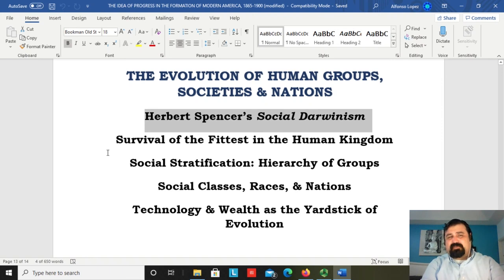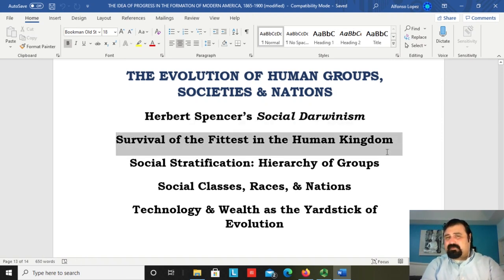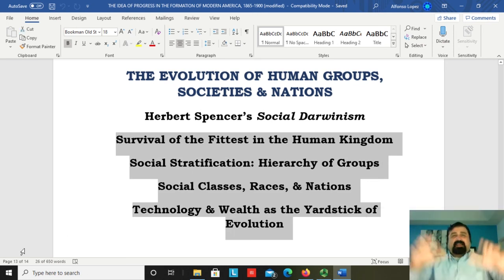Again, he's really just projecting Darwin's ideas about the survival of the fittest into the human kingdom. That the human kingdom also is governed by the survival of the fittest. That some humans have inherited from their ancestors superior traits, what we call genes, while others have inherited inferior ones. Those that have inherited the superior traits are the survival of the fittest, while those that inherited the inferior ones are pretty much at the bottom of the barrel in evolutionary development. They're falling behind.